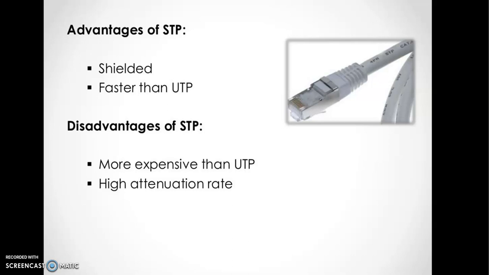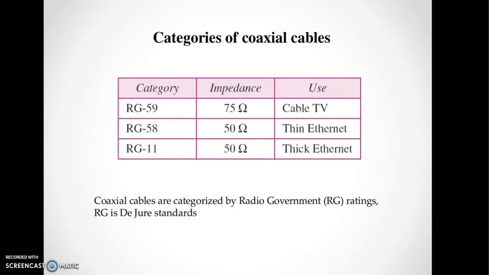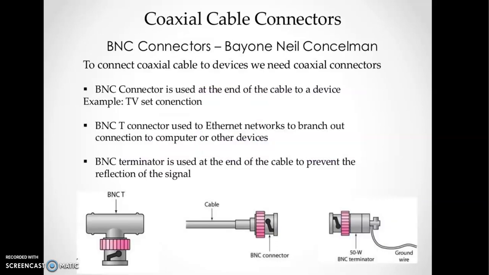High attenuation rate. Coaxial cable. Coaxial cable carries signals of higher frequency range than twisted pair cables. The inner conductor is a solid wire. The outer conductor serves as a shield against noise, and as a second conductor. Categories of coaxial: coaxial cables are categorized by radio government rating, RG rating. BNC connectors are used at the end of a cable to a device, for example a TV set. BNC connectors are also used in Ethernet connections.